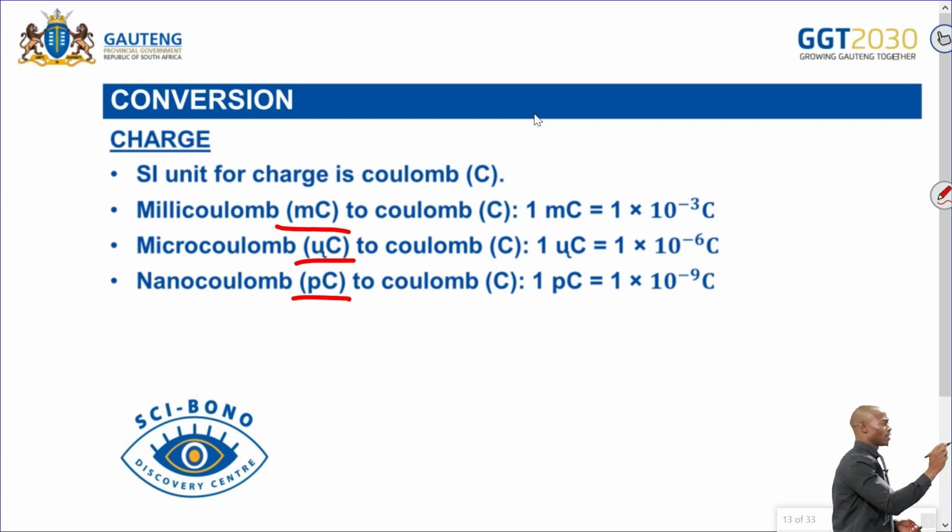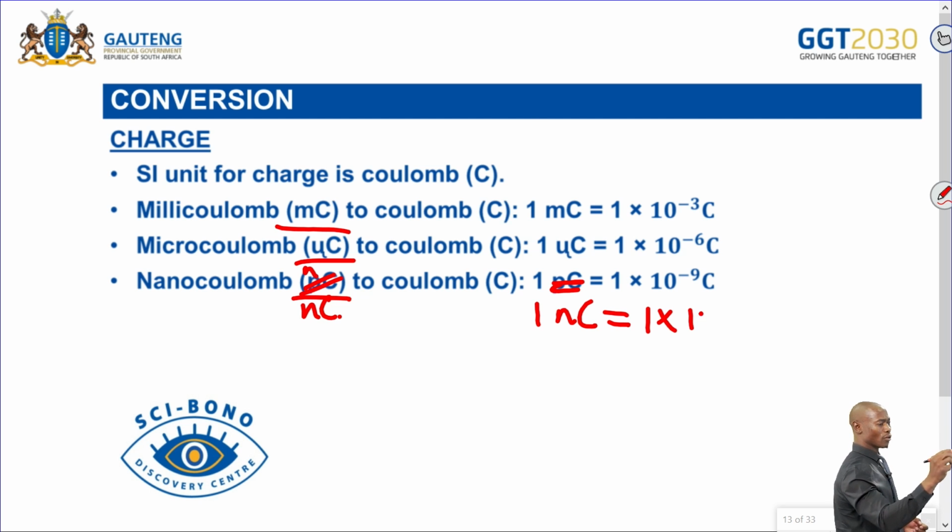And they can also give you charge in nano. Let me rectify this. It should be nanocoulombs, so it's nC. So here 1 nC is 1 times 10 to the power negative 9 coulombs, all right?